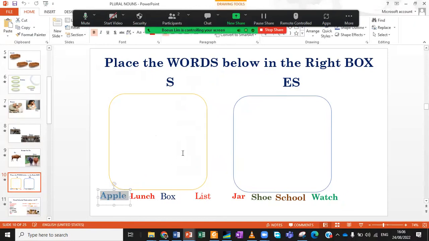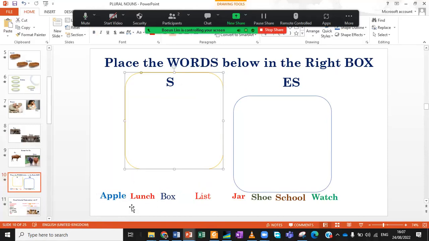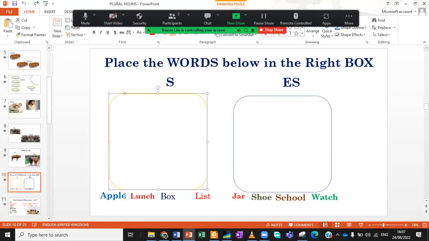No, click on the edges. Go up. Yeah, I see. For the apple, it's S. Apple is apples. Okay. Lunch is ES. Which of them, this or this? Lunch is ES. Okay, very correct.